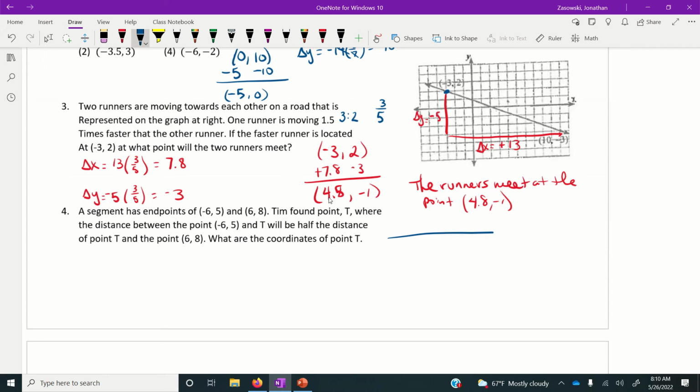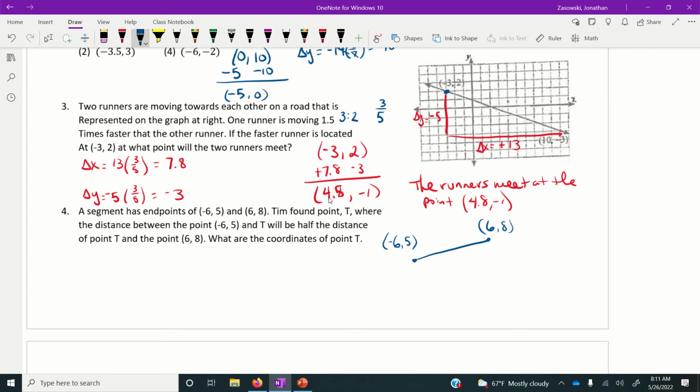All right, here's going to be the point -6,5. Now, technically, our line, because it's going from -6,5 to 6,8, is going to kind of go up a little bit. It'll be slanted a little bit that way. So let me just redraw this real quick. -6,5, and then the point 6,8 is somewhere up here. So it's going to be like that. Okay? And these are the endpoints. And we want to find point T.